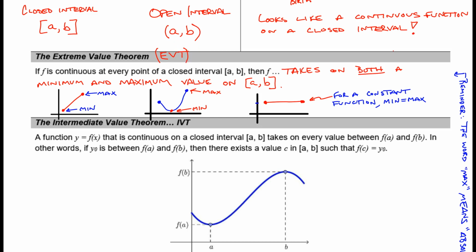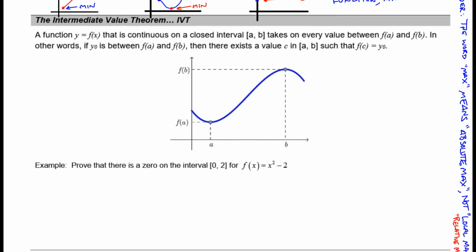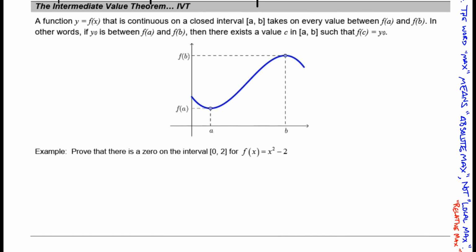Now let's move into a big one, the intermediate value theorem. The intermediate value theorem is fairly easy to understand, but it's pretty sneaky. It'll come up on you in a problem when you least expect it. In fact, in part 2 of the video here, I'll show you an example from the actual AP exam where you needed to use the intermediate value theorem.